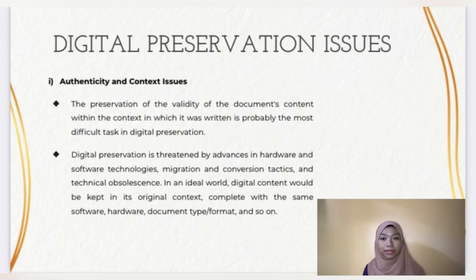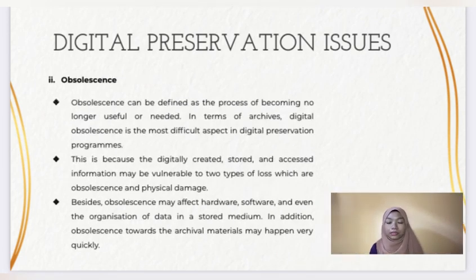Technology preservation plan, technology emulation strategy, and digital information migration strategy are the 3 techniques to overcome the issue of authenticity and context. The next digital preservation issue is obsolescence. Obsolescence can be defined as the process of the archival materials becoming no longer useful or needed in the future. In terms of archive, it is the most difficult issue in digital preservation program.